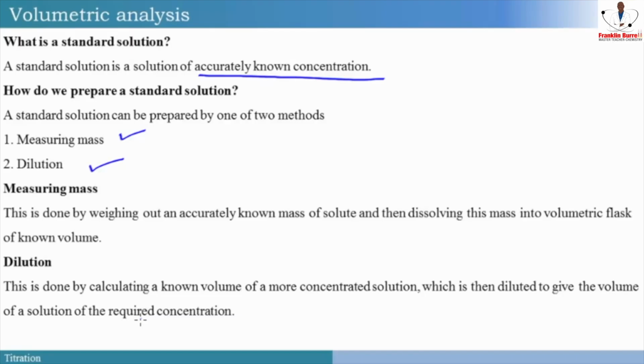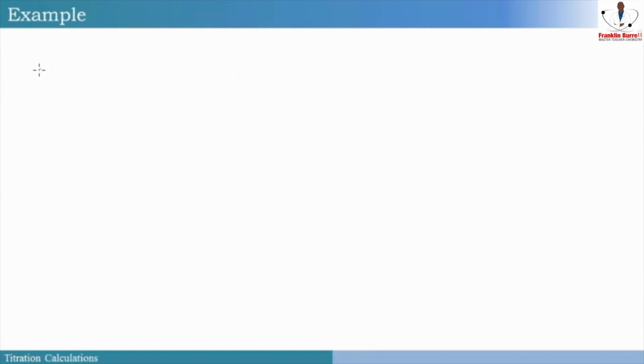So let's look at how we will calculate the volume that we would need to take from that concentrated bottle to put in a volumetric flask and make up to the mark to get a less concentrated solution of that hydrochloric acid. Let's begin. So we know that our concentrated HCl is equal to 8 moles per dm cube, 8 molar, very concentrated.